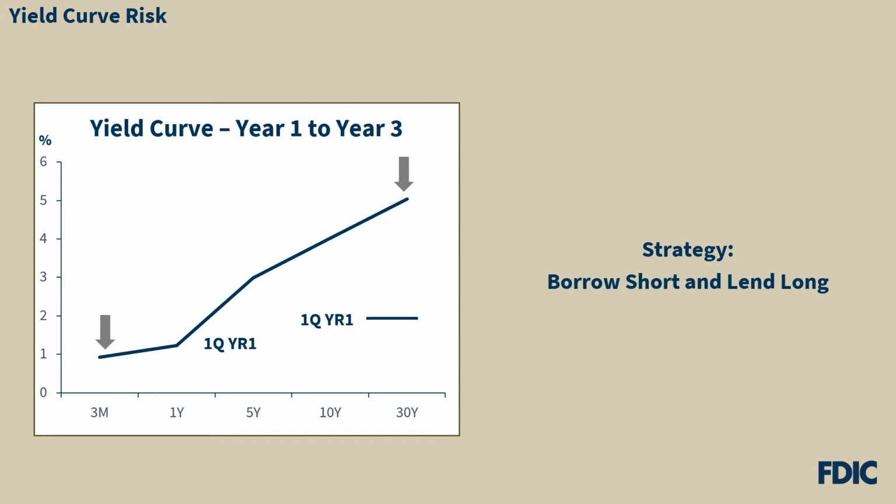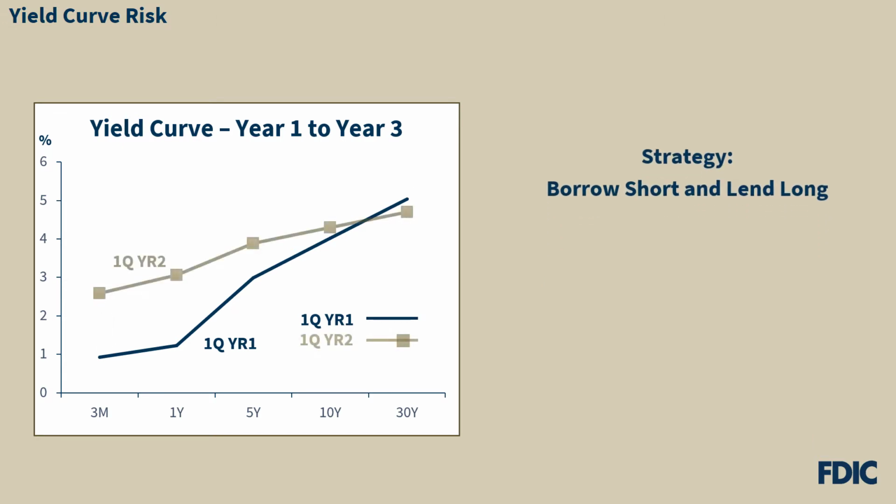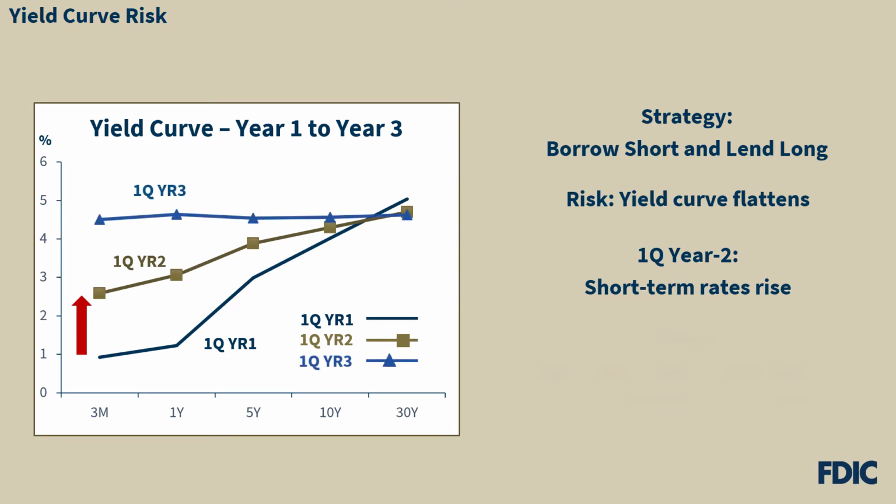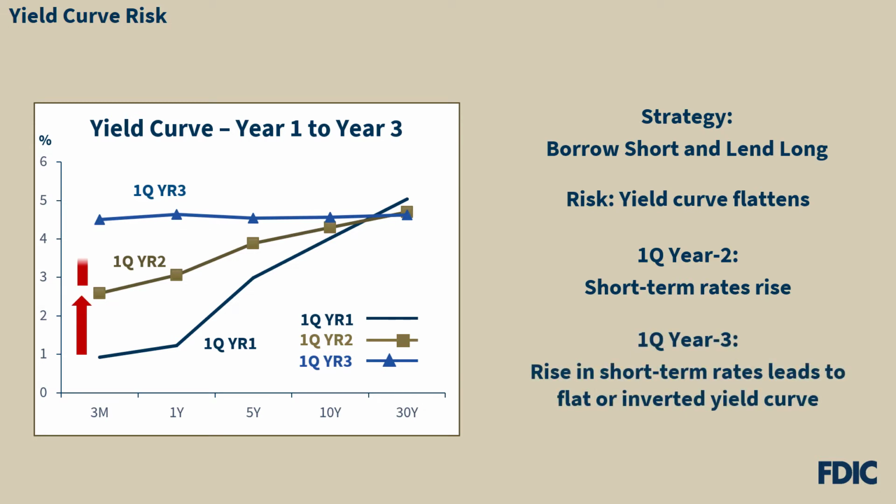Let's look at what happens over the next 2 years when the yield curve flattens. Short-term rates increase in year 2, while long-term rates decrease slightly. As a result, the spread between short and long-term rates narrows and bank margins begin to fall. In year 3, the yield curve flattens considerably as short-term rates increase further. This change essentially eliminates the interest rate spread.